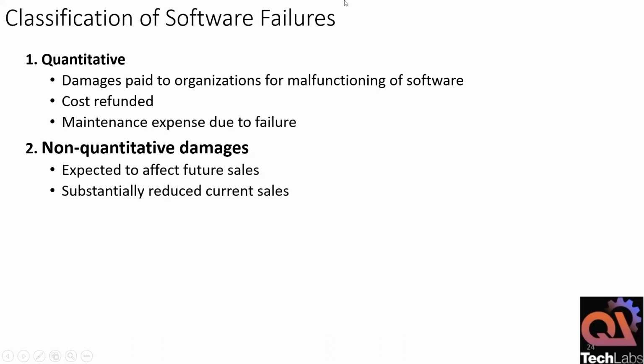Classification of software failures. Interview question. Qualitative, non-quantitative. Quantitative is damages paid to the organization for malfunctioning of software. Cost is refunded. Maintenance expense due to failure. These are all quantitative. Quantitative means what you can measure. Your marks on your marks card are quantitative. Your intelligence is qualitative.